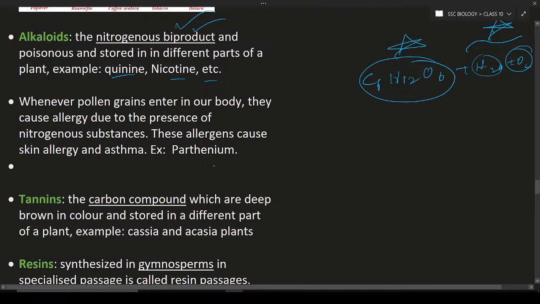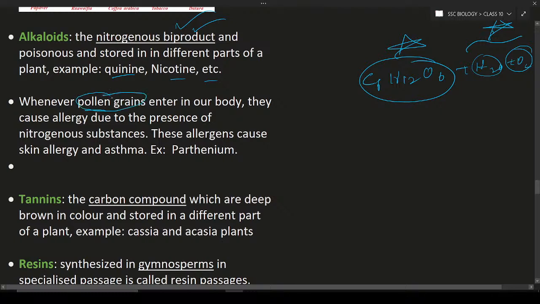Next, when pollen grains enter the body, they cause allergy. We will discuss a little bit slowly. Whenever pollen grains enter the body, some people, when they enter the agriculture fields, will feel some suffering. Why? Because in the agriculture fields there is a large amount of pollen grains coming from the flowers.